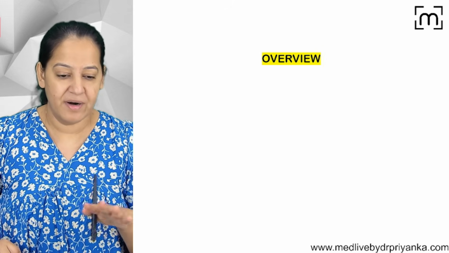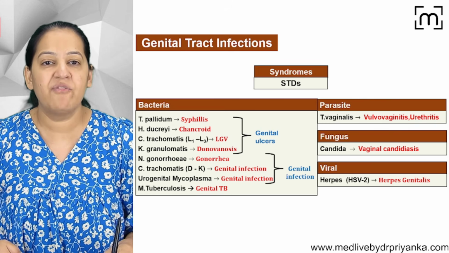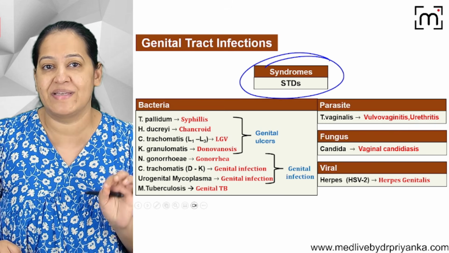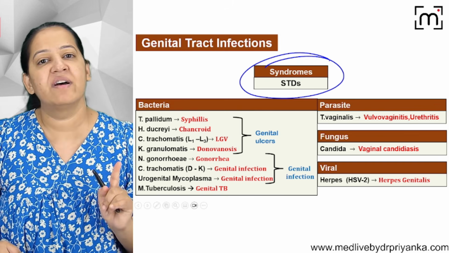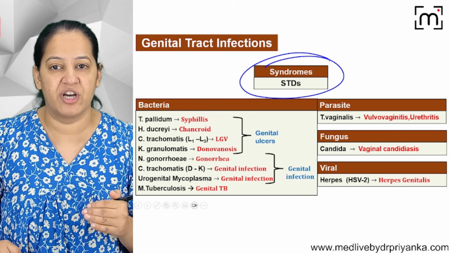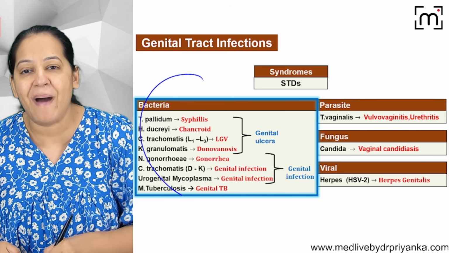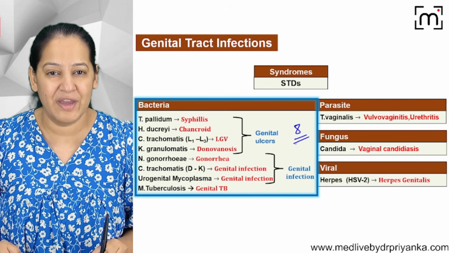So let me tell you the bird's eye view over here. You can see these are the total genital tract infections. First of all, I will be discussing the approach to STD. I will be starting with the syndrome. In the syndrome, I will be telling you only one thing: how to approach STD in the form of a table, in the form of a flowchart. After that, we will move on to bacteria. You can see the 8 bacteria in front of you. Can you appreciate?